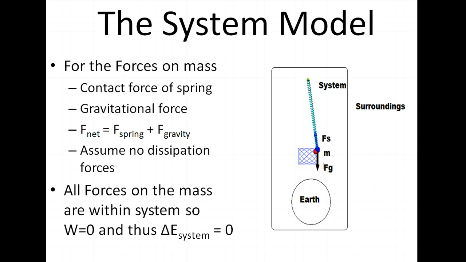The system model. From Newton's second law, we have the contact force of the spring and the gravitational force of the earth, giving us the net force by their vector sum. We assume no dissipation forces.